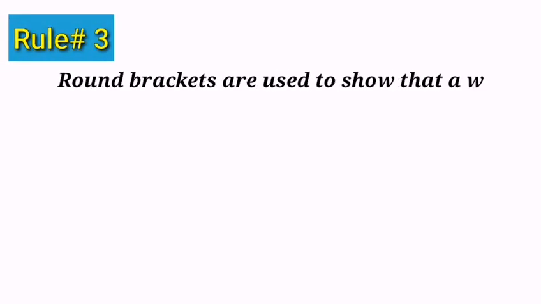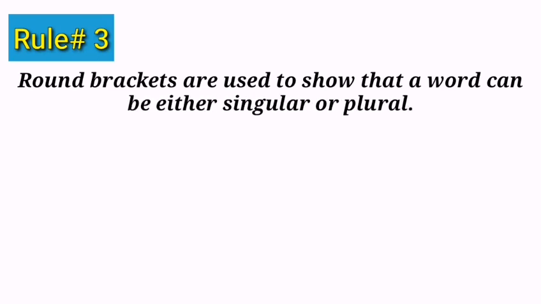Round brackets are used to show that a word can be either singular or plural. By this point, it means that sometimes round brackets are also used to indicate that a noun can be either singular or plural. Basically, it is used to avoid confusion about singularity or plurality of a noun in a sentence. Just look at these examples.